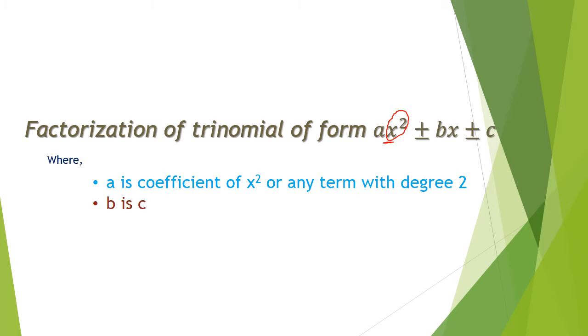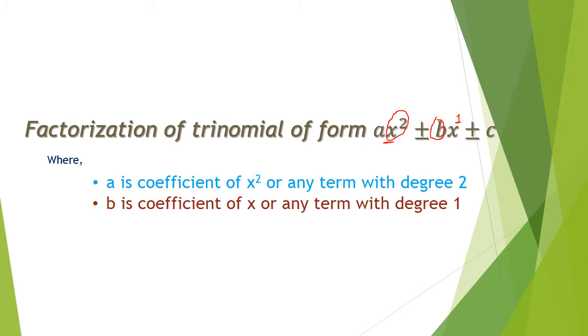And b is the coefficient of x or any term with degree 1. Okay, this is the degree of this term, only this term. If you consider only this term, then this degree is 1, and c is constant. And there is a huge contradiction. And c is a constant. We don't have to worry about it. It's just a number. It's a constant.